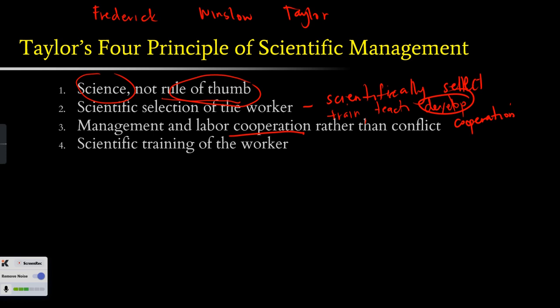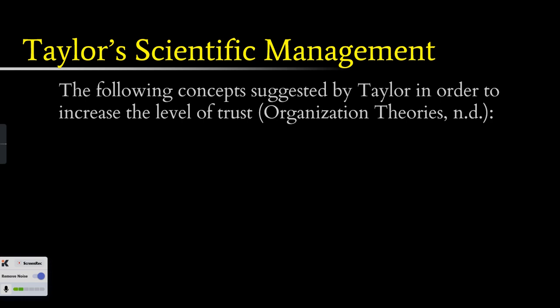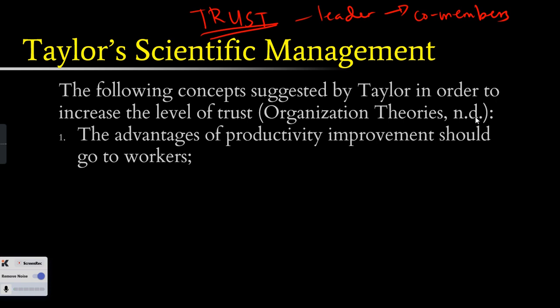So, the following concepts, we will talk about the concepts about scientific management. It is suggested by Taylor in order to increase the level of trust. Of course, again, it is very important for a member of a certain organization to trust their leader, and not just their leader, but also his or her co-members. So first one, the advantages of productivity improvement should go to workers. So let's say for example, one of your workers achieved something, or nakatapos siya ng isang gawain na nagbigay pagkakakilanlan sa iyong organization. So, let's say for example, yun nga, dapat yung makukuhang reward or yung makukuhang reinforcement should go to the workers.